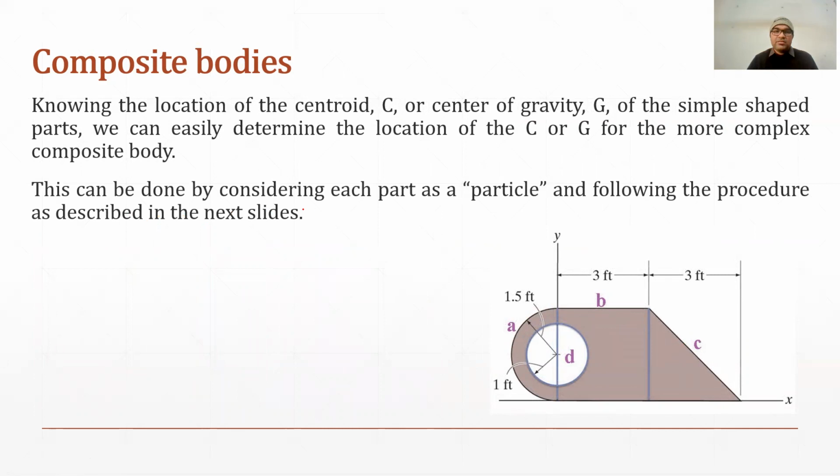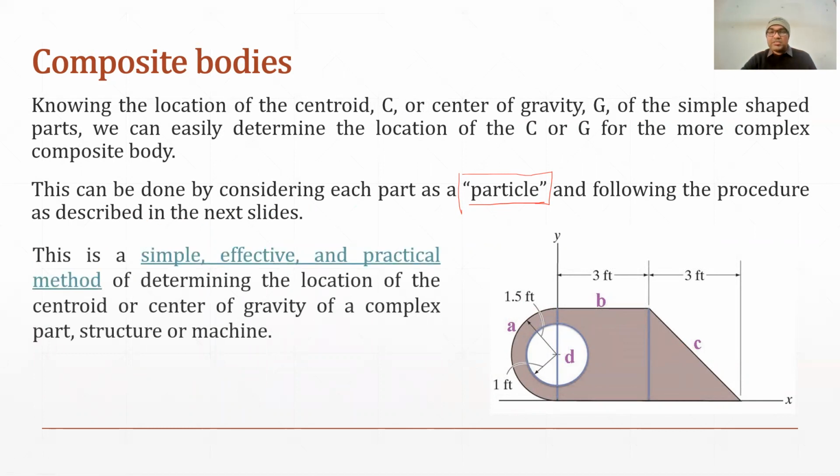And this can be done by considering each part as a particle, as we have considered in our previous case where we were differentiating them. So now we can have a procedure through which we can determine the centroid for this complex area. So I have described that process in the next slide. And this method is very simple, effective, and practical. So in the practical field, whenever we are going to find out the CG or centroid, we generally follow this method. So what is the method that we will see now?